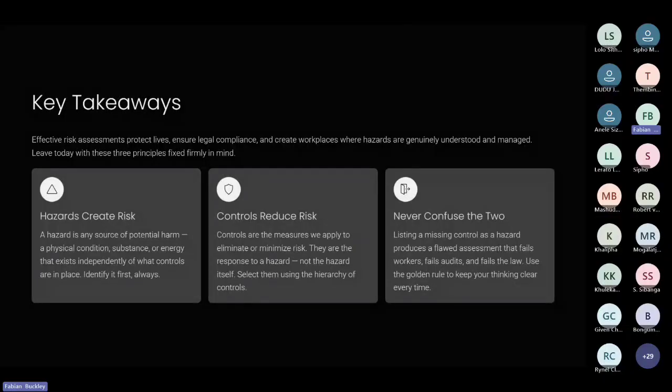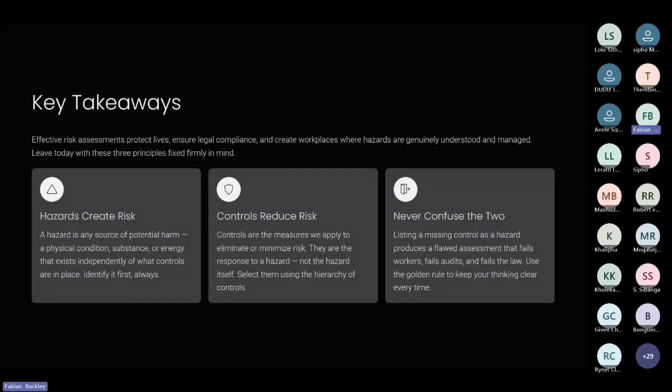Identify it first, always. Controls reduce risk. Controls are the measures we apply to eliminate or minimize risk. They are the response to a hazard, not the hazard itself. Select them using the hierarchy of controls.